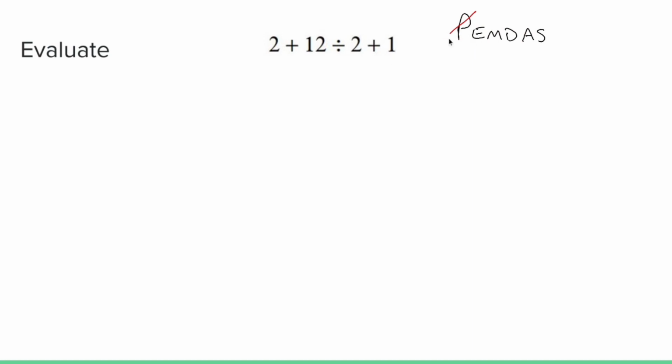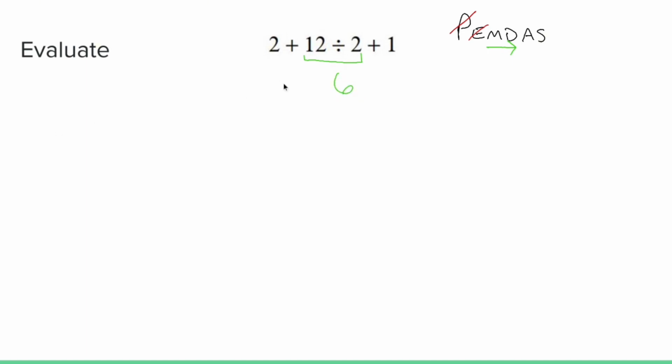Then you do everything that deals with exponents second. Well, there are no exponents. Then the third thing you do is you multiply or divide left to right. It's not always multiply before you divide. It's multiply or divide left to right. I have a division guy right there. So 12 divided by 2 is 6.